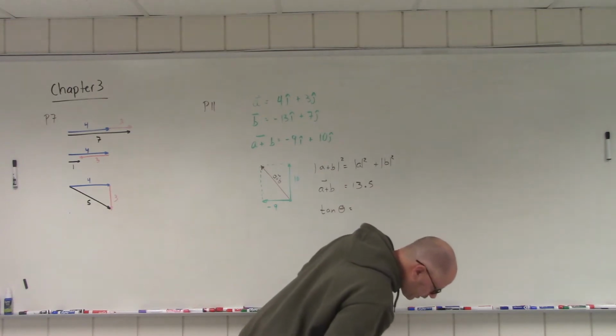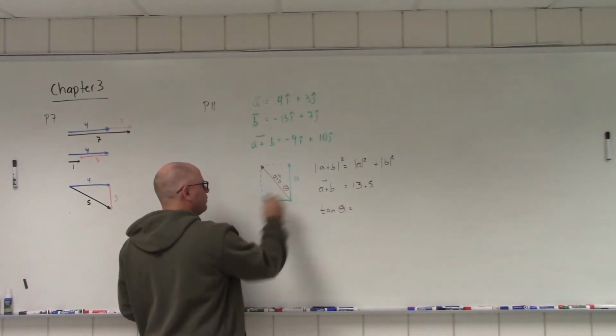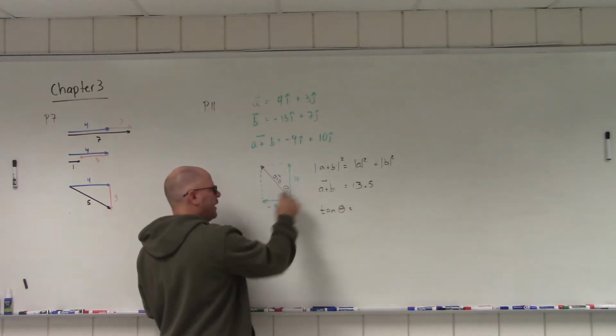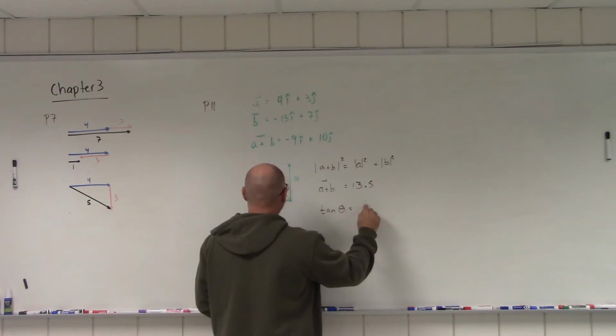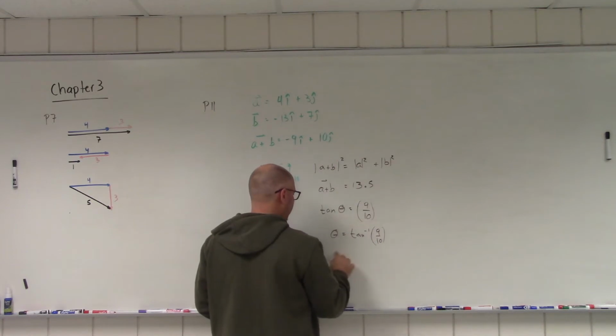This time, where are we measuring it from? What is the magnitude in the direction? All right, so we'll just measure it. We'll measure this one here, okay? So tangent theta is going to be equal to the opposite divided by the hypotenuse. So we have 9 divided by 10. Theta is equal to the inverse tangent of 9 divided by 10.